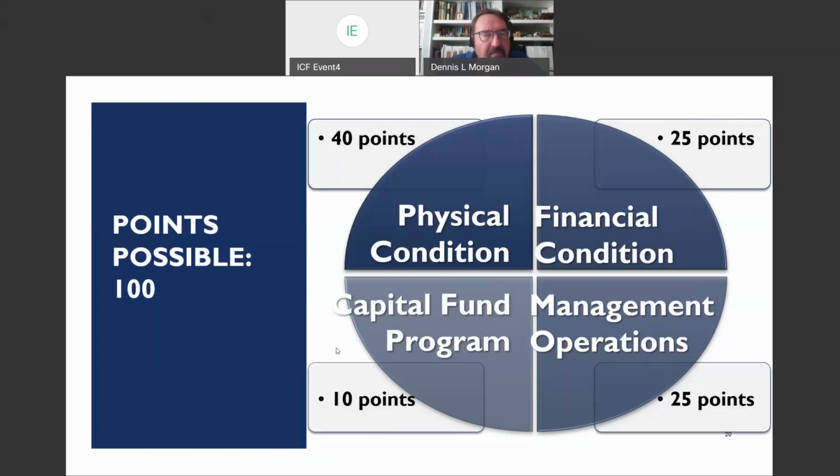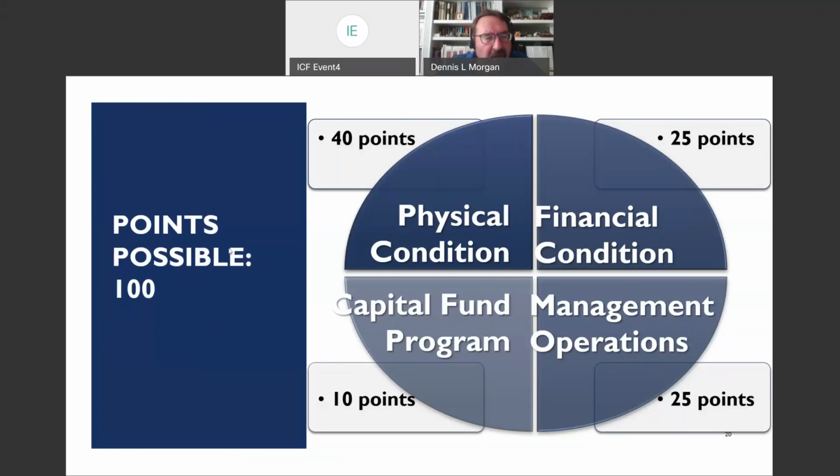The occupancy worth 5 points as well. But it is a different occupancy than what I have under my management operations. Under management operations, it's a running total. It's a cumulative over the year's time. Cap fund is a snapshot in time as of the last day of your fiscal year. And you can see 40, 25, 25, 10 gives me a total of 100 points in the system.